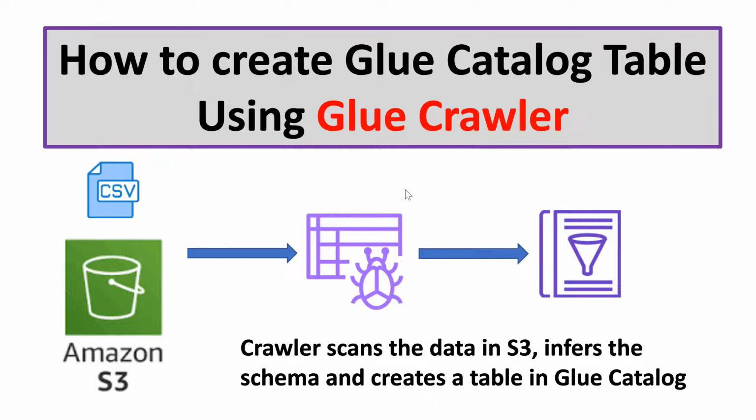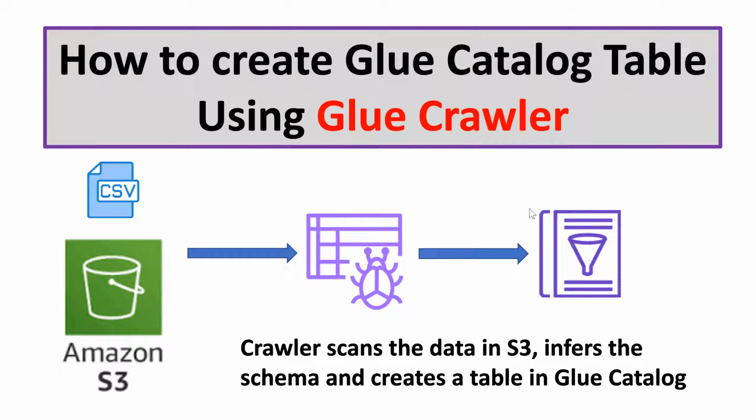Hello everyone. In this video, I'm going to show you how to create a table in Glue Catalog using Glue Crawler. Glue Crawler is something that lets you scan the files in Amazon S3 and automatically infer the schema of the files and create the tables for those files in Glue Catalog.